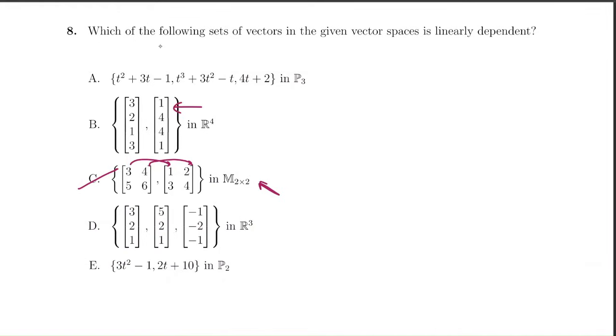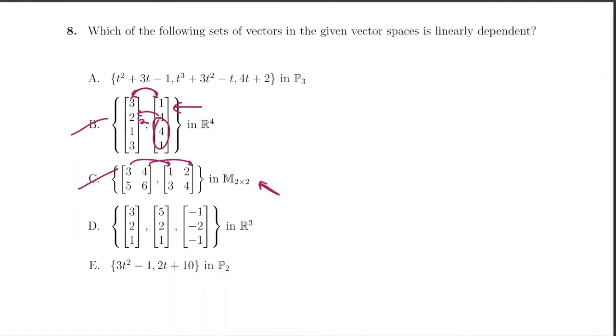Same thing here, if we try to make these a multiple of each other, you literally cannot. This is multiplied by 3, so this will need to be 12 for this to be a multiple of this vector. So definitely not dependent. They're not multiples of each other. They cannot be written as linear combinations of each other.